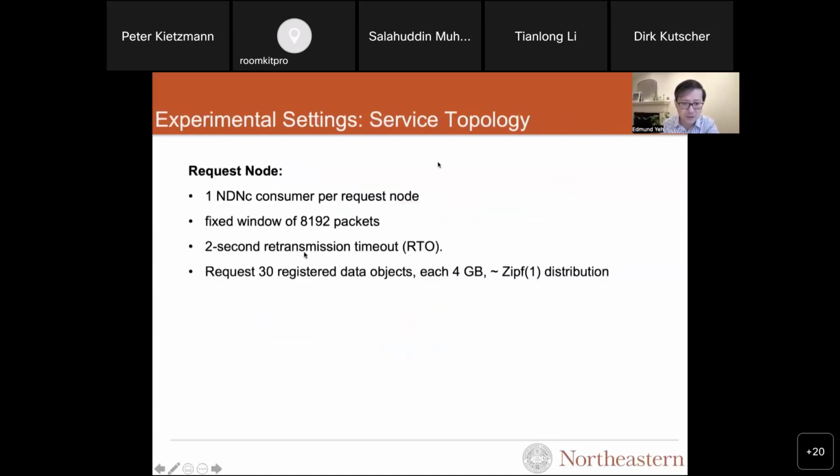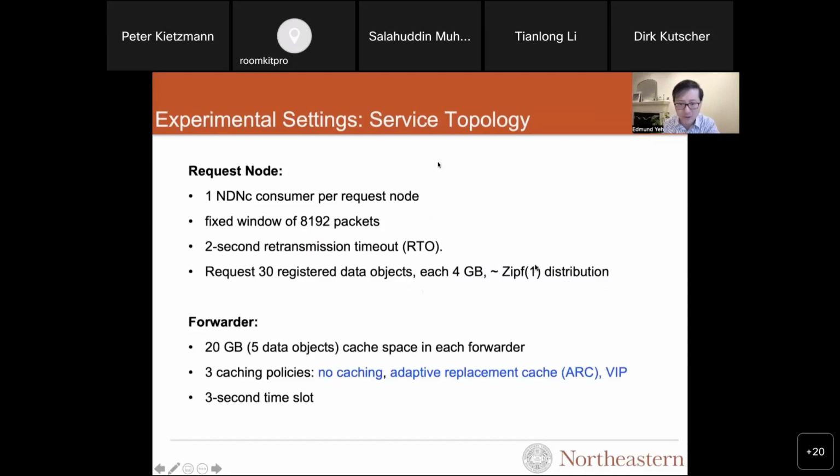So what is the experimental setting? The request node will run 1 NDNc consumer per request node with a fixed window of 881.92 packets. We have a 2-second transmission timeout. These are all parameters which have been tuned for optimal performance. We request 30 registered data objects, each of 4 gigabytes, according to a Zipf distribution. This is a distribution which is estimated from empirical data we've collected from LHC.